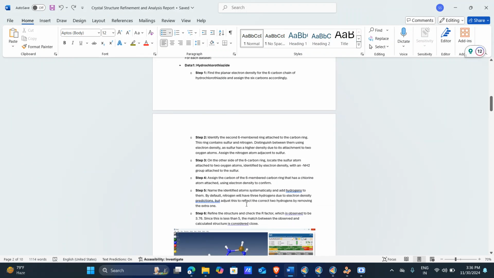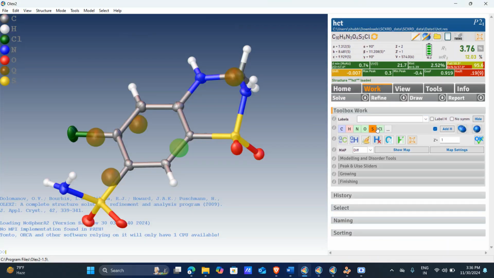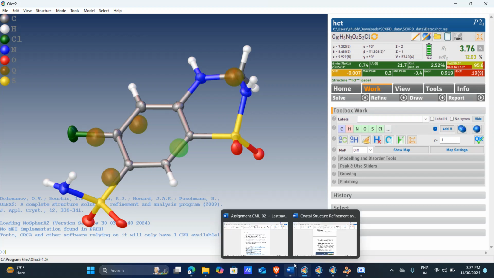Now let me show you, by adding hydrogen, the software will detect the hydrogen atoms and assign them accordingly. But by default, it will draw three hydrogen atoms on this nitrogen, though we know that nitrogen has only two hydrogens. The one extra hydrogen the software is attaching is maybe due to the electron lone pair present on the nitrogen, so there is extra electron density adding to it.